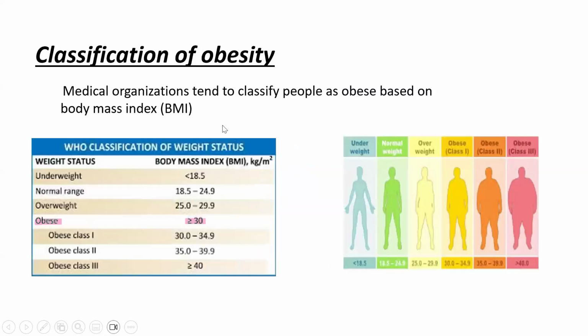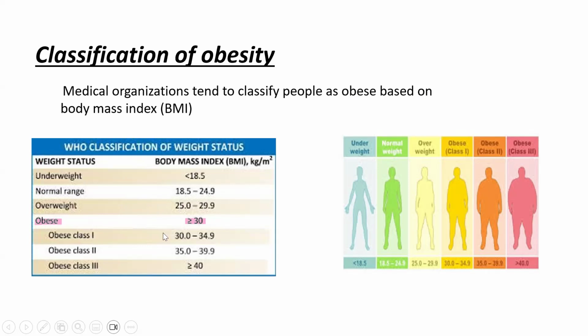Classification of obesity. Medical organizations tend to classify people as obese based upon their BMI. WHO classification of weight status shows that if a person has a BMI of less than 18.5, it is underweight. A BMI of 18.5 to 24.9 is considered in the normal range. 25 to 29.9 BMI is considered overweight, while persons with a BMI greater than 30 are considered to be obese. Obesity is further classified into three categories.